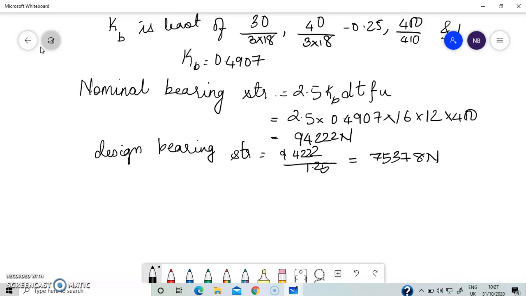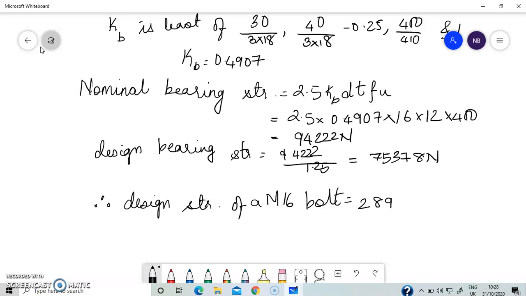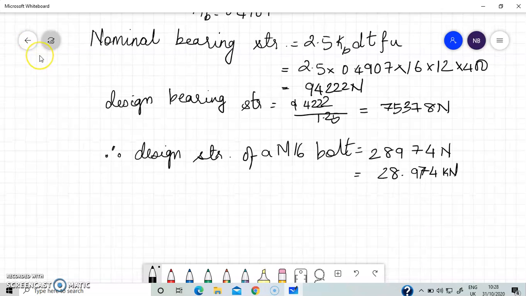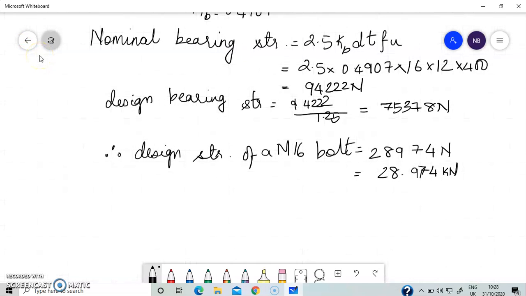Design strength is the lesser of shearing strength and bearing strength. Therefore, the design strength of one M16 bolt is 28974 Newton. That is, the design shear strength works out to be lesser, and in terms of kilonewton this will be 28.974 kilonewton.